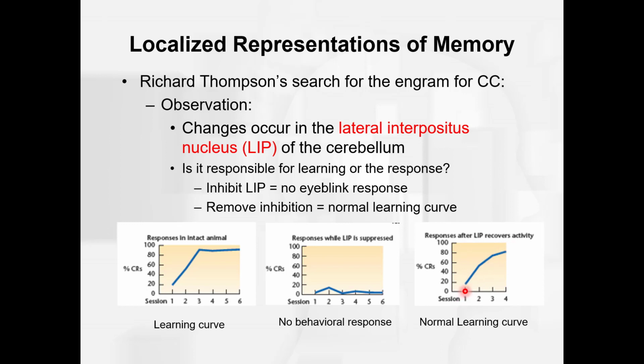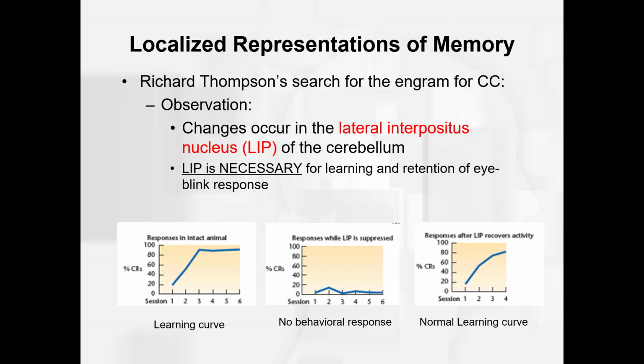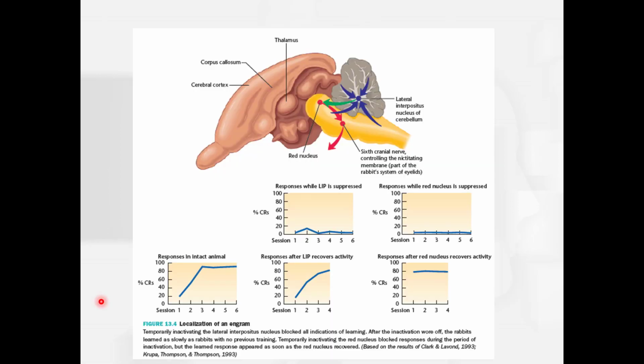So in session 1, tone, puff of air, and this is the behavioral response. Tone, puff of air, behavioral response, so on and so forth. So what you see is this normal learning curve, suggesting that the lateral interpositive nucleus is responsible for learning that behavioral response. Those results suggest again that the LIP, the lateral interpositive nucleus, is necessary for learning and retention of the eye blink response. So here's just a figure from your textbook, showing you all those results together.